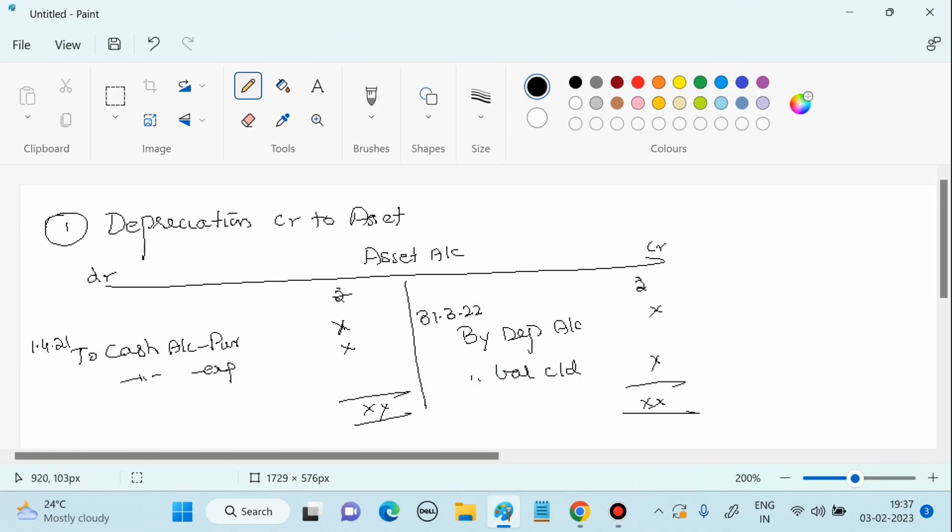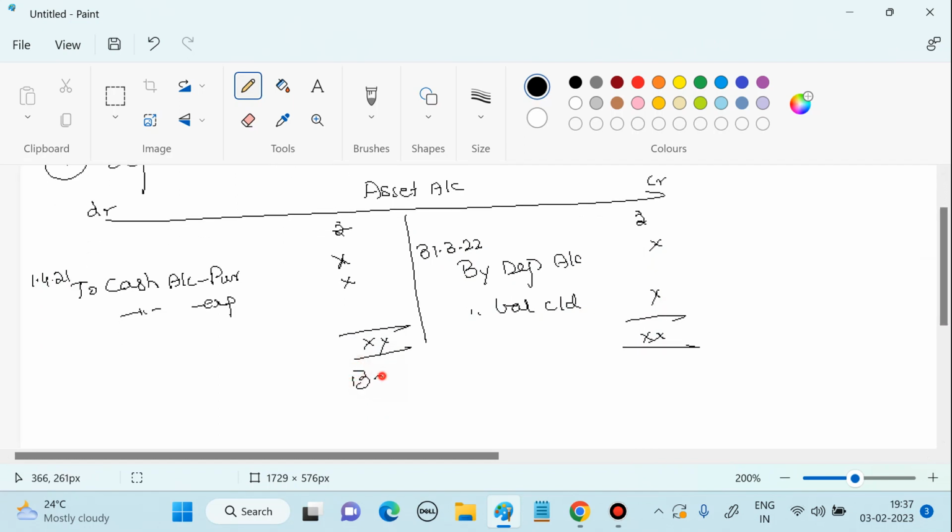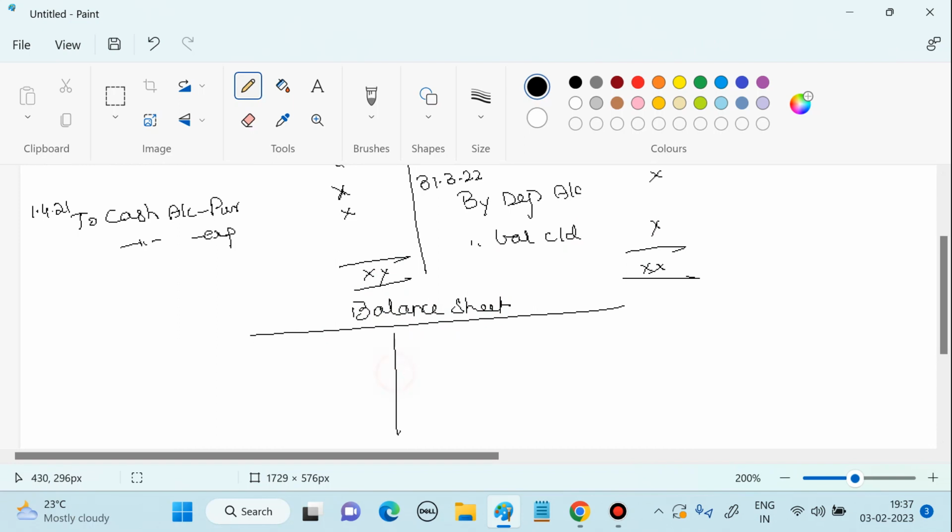Yeah. And in the balance sheet, how would we show it? We would show on the asset side the asset less depreciation. This asset value minus depreciation, so this net value would be shown here. Got that?